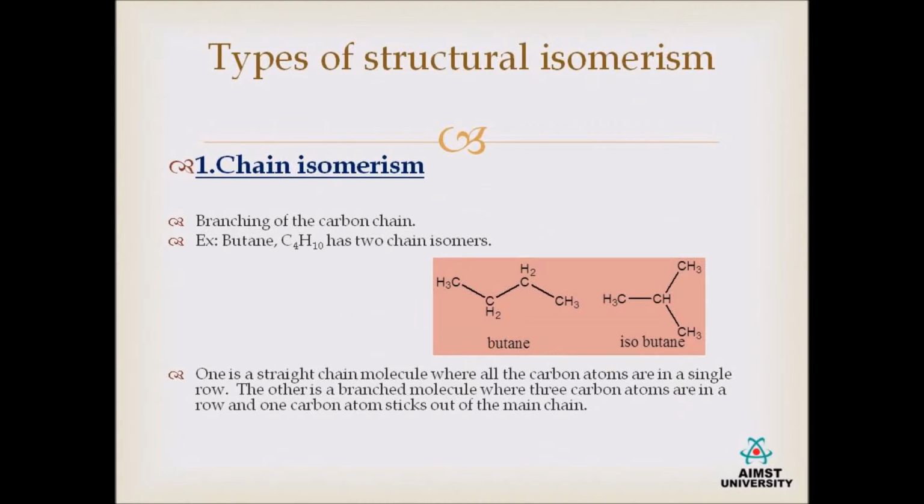You can see here the structure on the left hand side is a long chain with 4 carbons and the right hand side is a branched chain with a carbon chain length of 3 and the extra methyl group is attached to the second carbon. So one is a straight chain molecule where all the carbons are in a single row and the other is a branched molecule where 3 carbons are in a row and 1 carbon atom sticks out of the main chain.